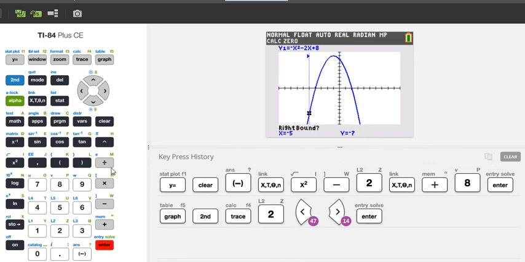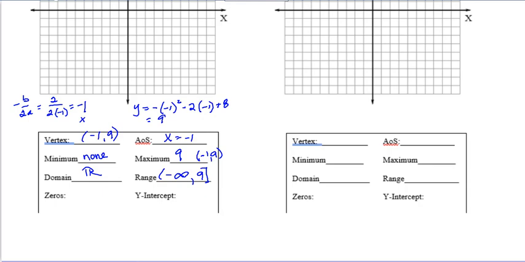Enter, and then to the right of the intercept. Anywhere's fine. That's good. And enter, and then enter again. This is saying I have a 0 at negative 4. So I go ahead and jot down my first 0, or my first x-intercept, is at negative 4.